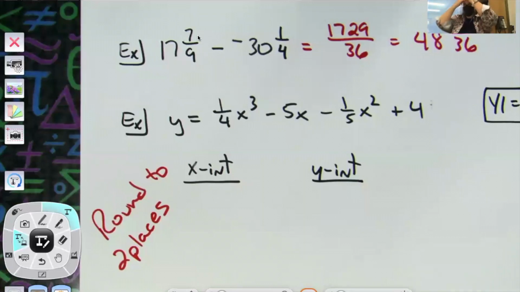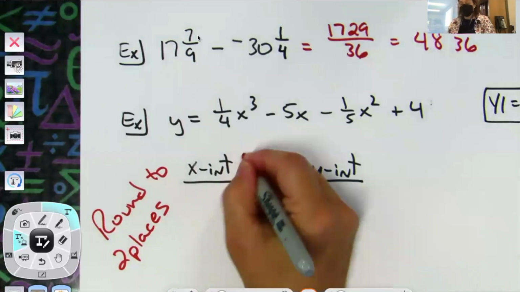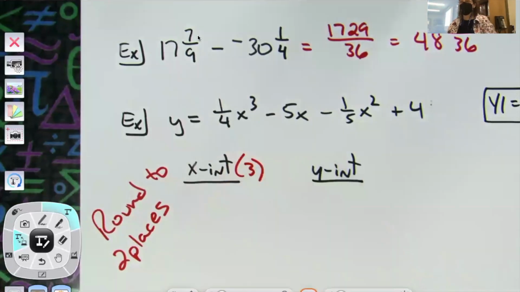Okay, how many x-intercepts are there? How many do you see? How many x-intercepts do you see? Grace, how many do you see? Yep, we see 3 x-intercepts. Okay, how many y-intercepts? Gavin, how many y-intercepts?